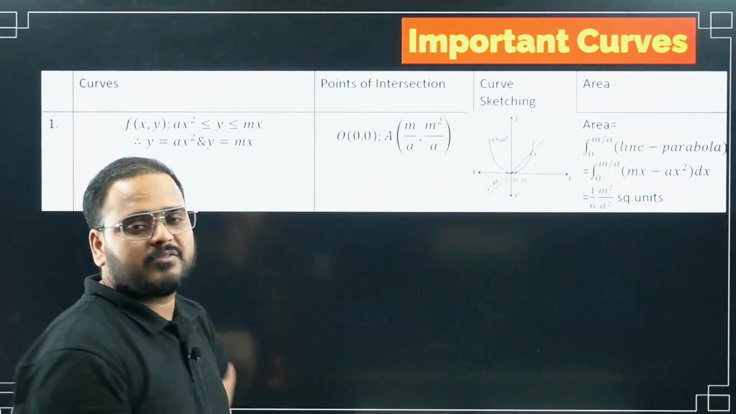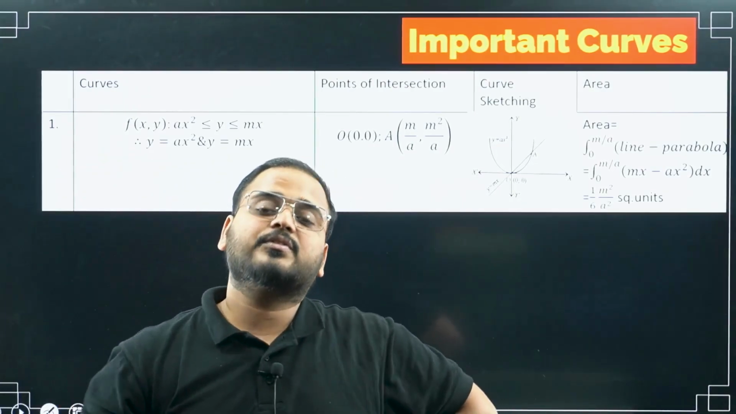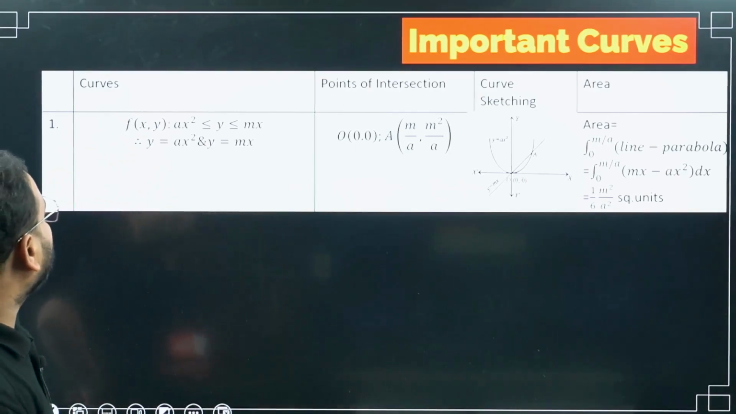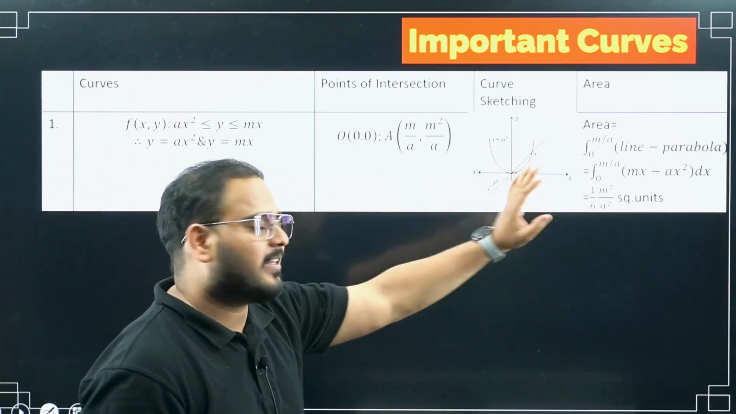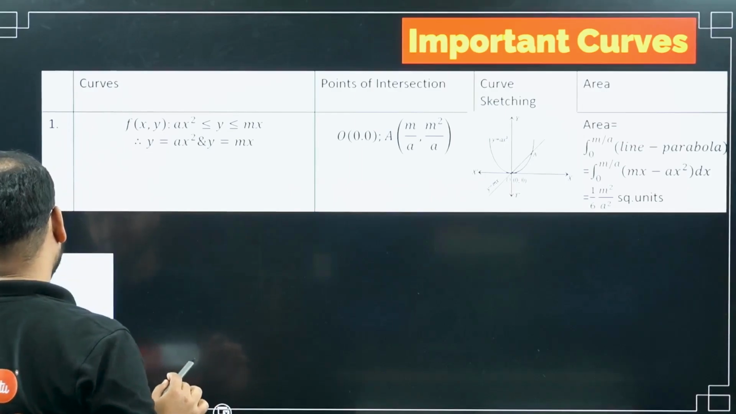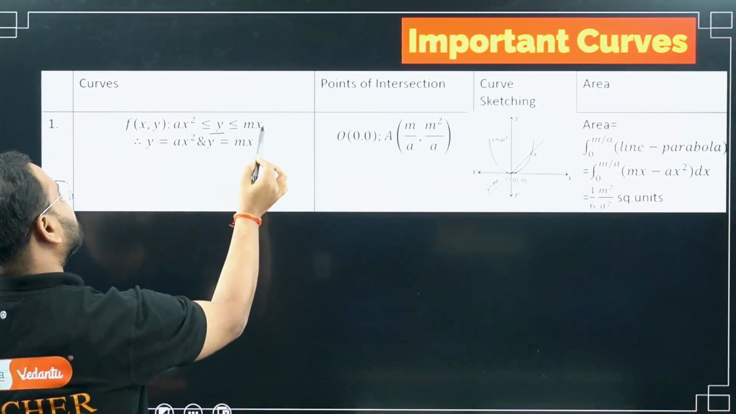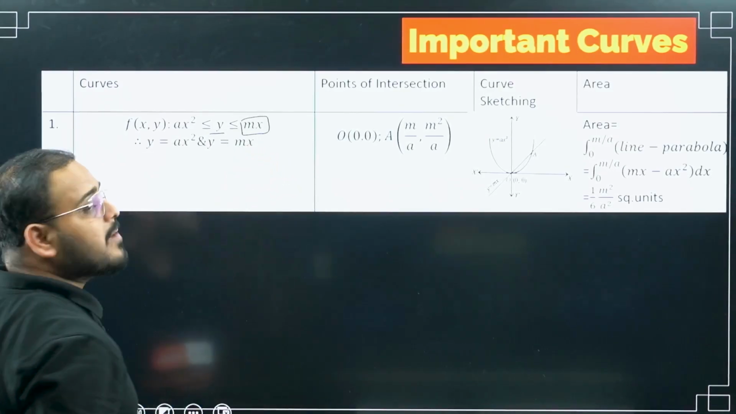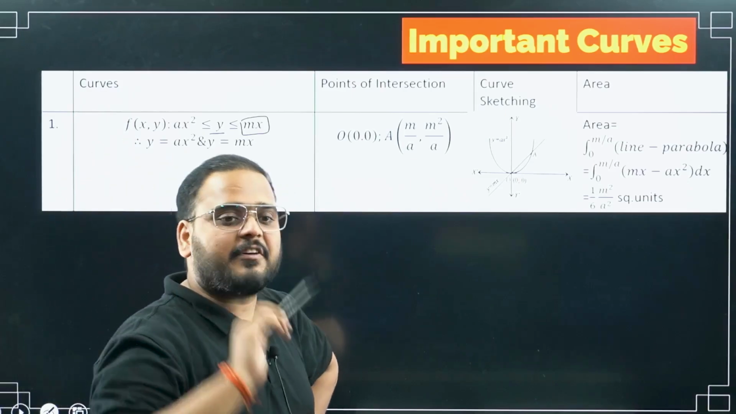Now some important curves. We'll see how we can find the points of intersection, what the curves are, and how we can find the area. We'll see all these conditions. First, curve number one. We are looking to find the area. The ultimate goal is to find the area from where to where? This value y lies between what? The lines. This is a straight line, no? How come a straight line, sir? It's a linear function. Mx is a linear function, right? X power 1 is there, so linear function.